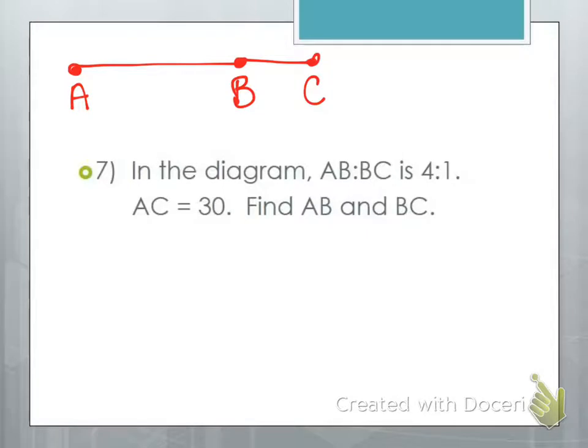So this problem says that the lengths of A to B and B to C are in the ratio of 4 to 1. The whole segment measures 30. So if you want to mark that in the diagram, you can. And we are asked to find the lengths of AB and BC.